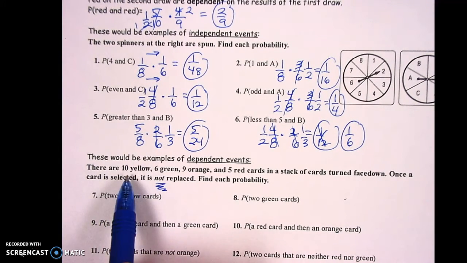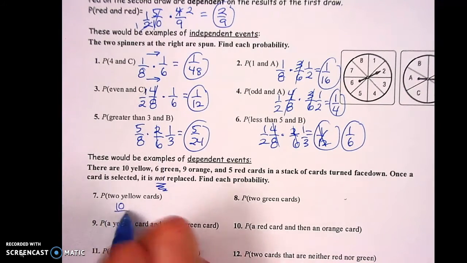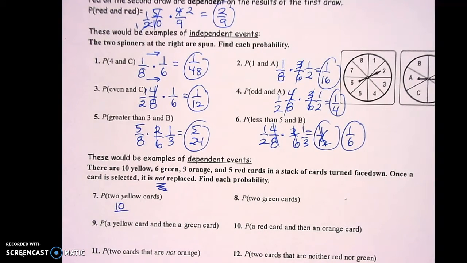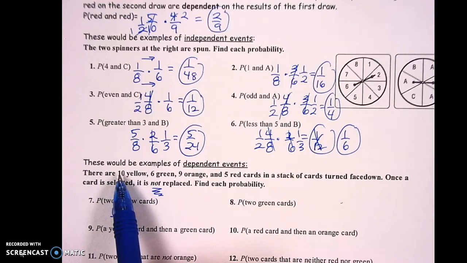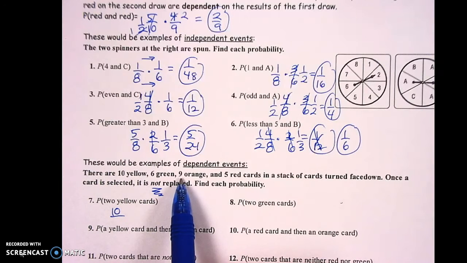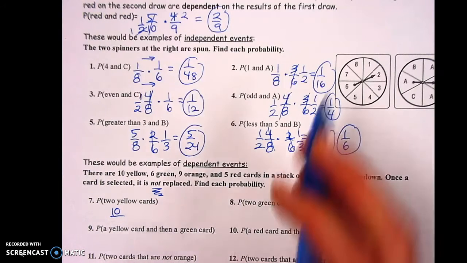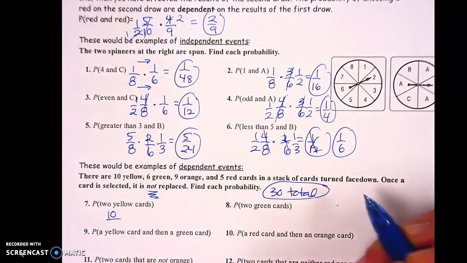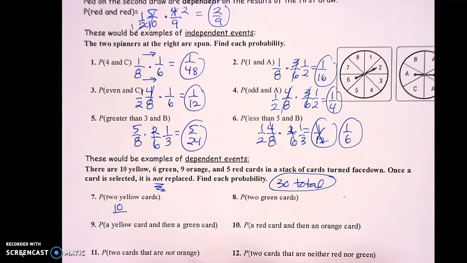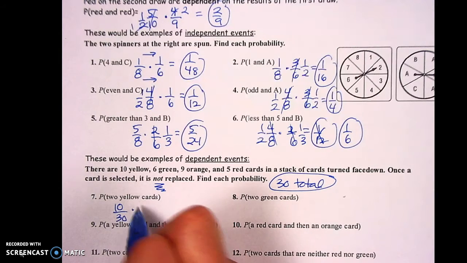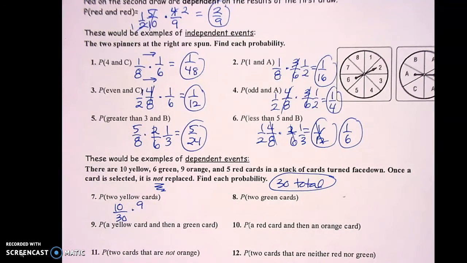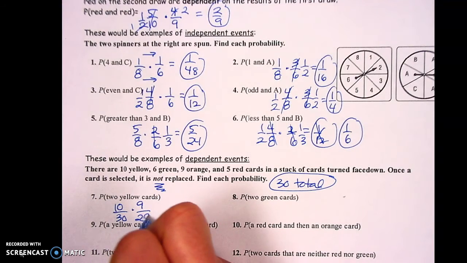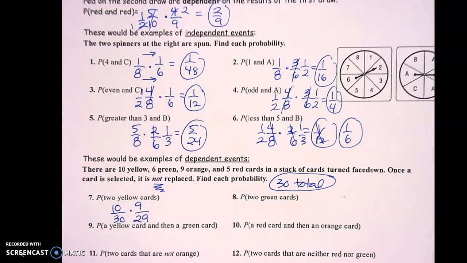How many yellows do I have? I have 10 out of a total of how many? So let's take a moment and add these all up. 10 plus 6, 16, plus 9 is 25, plus 5 more is 30. So I have a total of 30. I'm going to need that number, I know, for many of these problems, for all of them. So I have 10 out of 30 yellows. Now, 1 was taken out, so now I only have 9 yellows left in the deck, and I also only have a total of 29 cards left total.